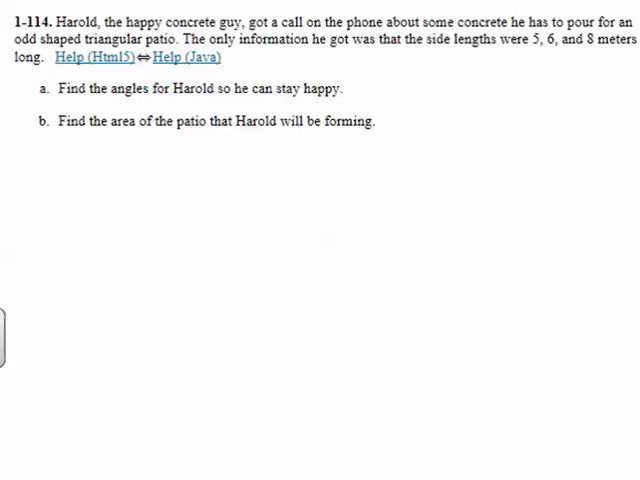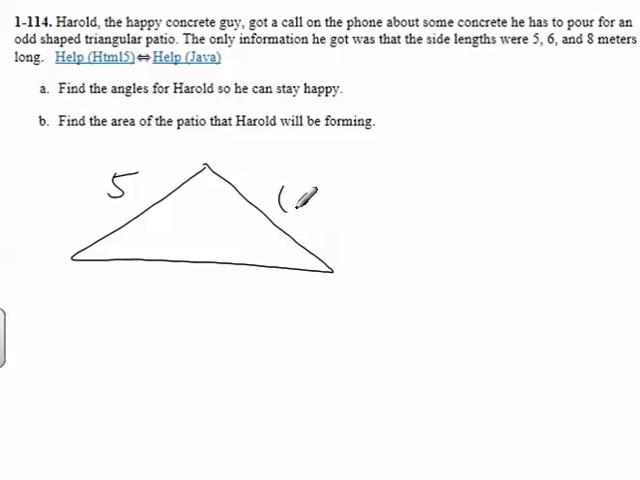All right, next one. Harold, the happy concrete guy, got a call on the phone. Some concrete he has to pour for an odd-shaped triangular patio. The only information he got were the sides are 5, 6, and 8 meters. So find the angles so he can stay happy. So here's a triangle, 5, 6, and 8, and we want to find the angles.